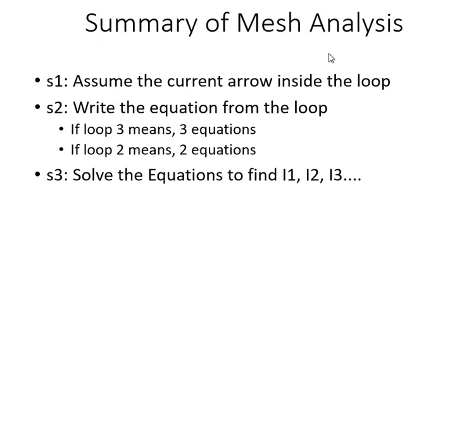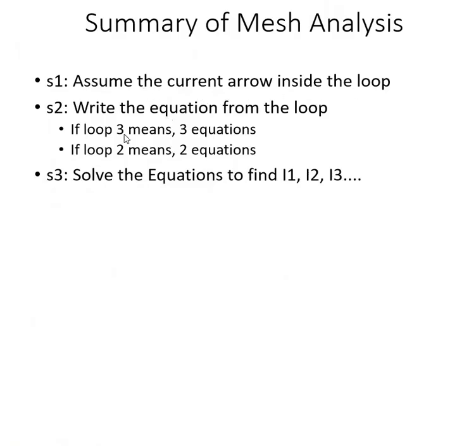See, the summary of mesh analysis. First, assume the current arrow inside the loop. See here, I have made my own assumption. I have assumed clockwise direction; you can use that, or anti-clockwise direction also. Then second, write the equation from the loop. Once assumed, you are going to write the equations.